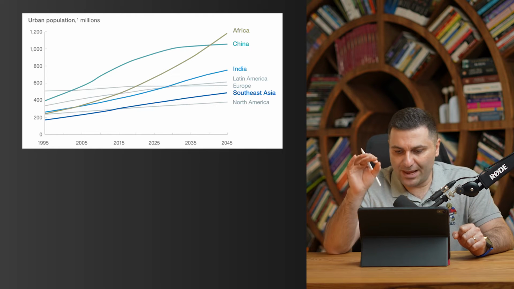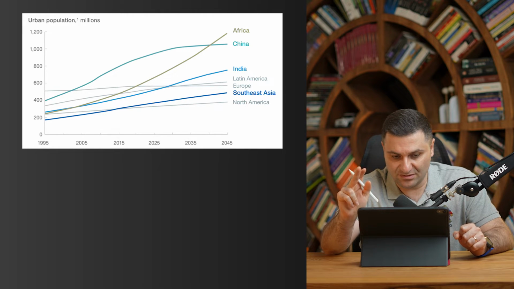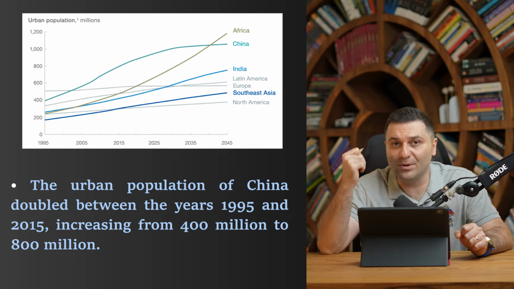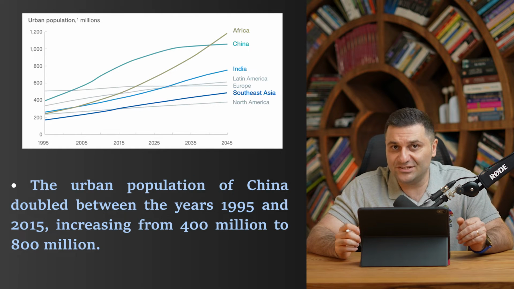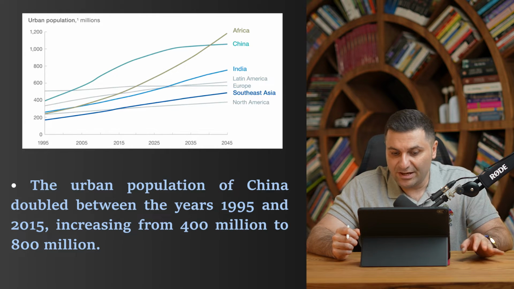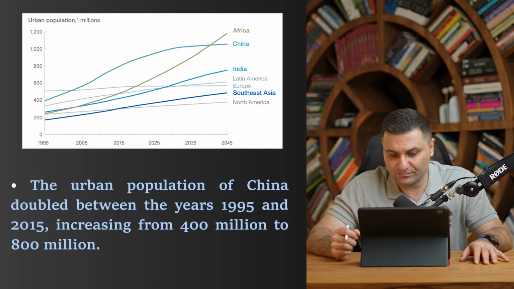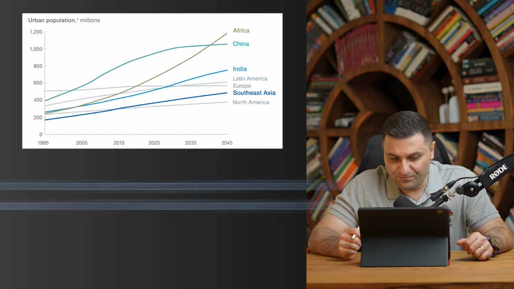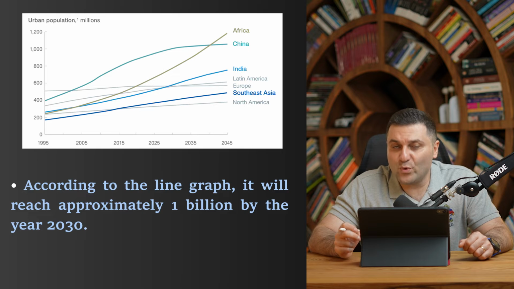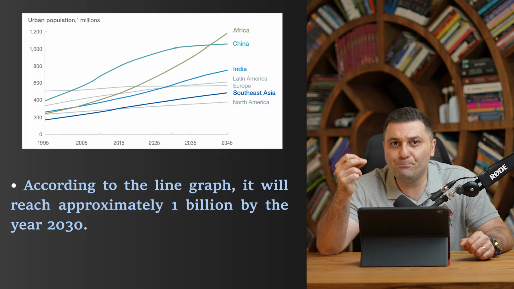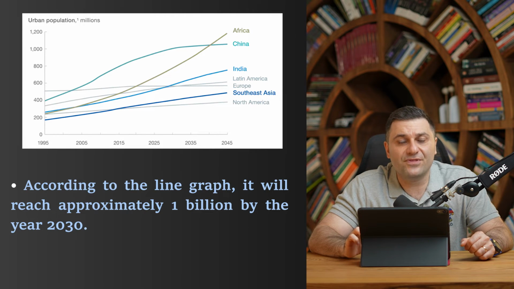All right. So now we're going to work on two example sentences. The first one is the urban population of China. We're going to work on China. The urban population of China doubled between the years 1995 and 2015. All right. It doubled, increasing from 400 million to 800 million. Now I'm going to use future simple tense. According to the line graph, it will reach, it is in the future, it will reach approximately 1 billion by the year 2030.